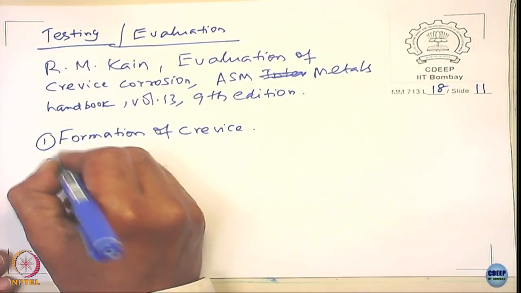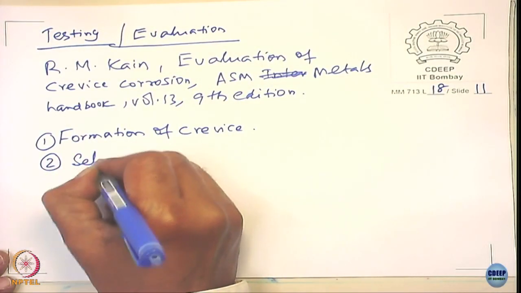So, the tight crevice will increase the crevice corrosion rate, and the loose crevice will reduce the rate of crevice corrosion. And I can form a crevice between two metals, or I can form a crevice with a non-metal like Teflon. So, proper designing of a crevice corrosion setup is very important. The formation of the crevice is one thing. The second is selection of the environment.